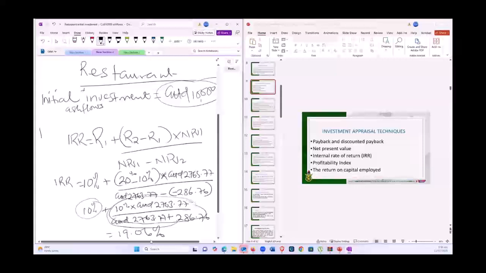Now the interpretation of the internal rate of return. You have your internal rate of return of 19%. Once the internal rate of return is greater than 10%, greater than the initial cost of capital, the project should be accepted.